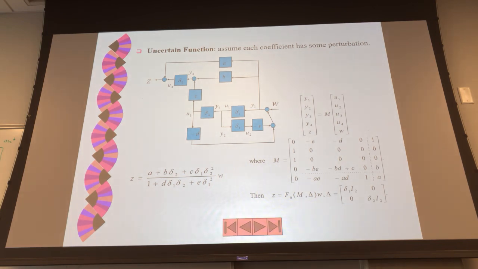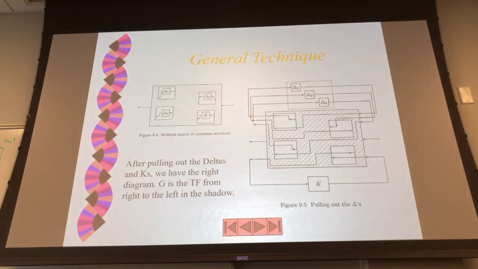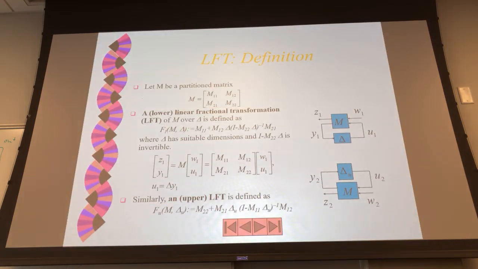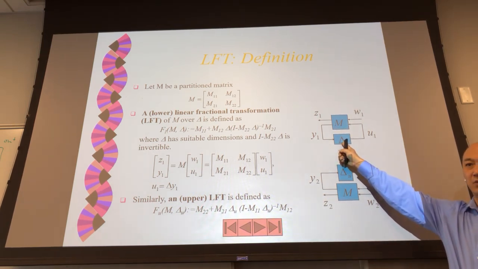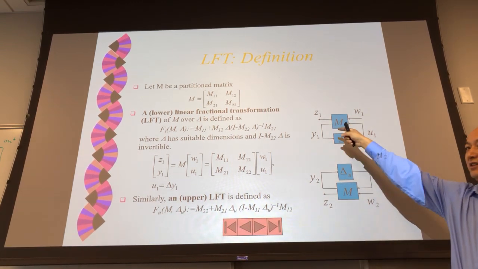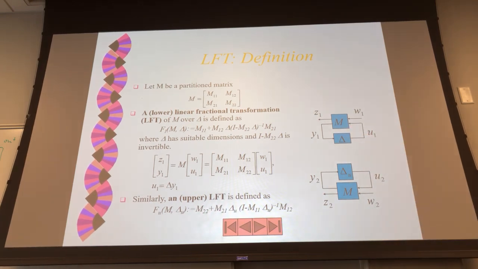U1 and Y1, are they... I mean, it seems that Y1 is the input instead of output, right? According to the convention we used in here. Yeah, I see. U is out of the uncertainty. Y is into the uncertainty. Okay? So then U is into the nominal system. So that's why the delta, this is tricky, thank you for spotting that.